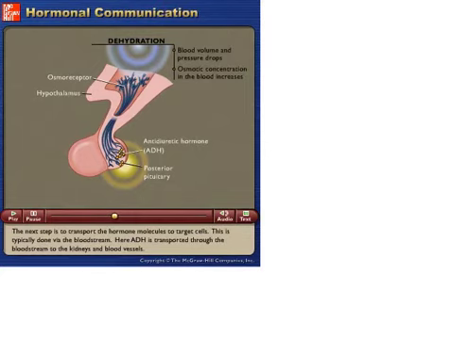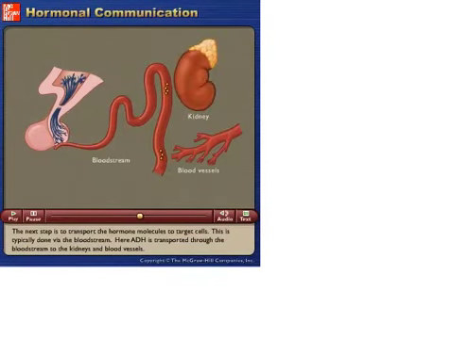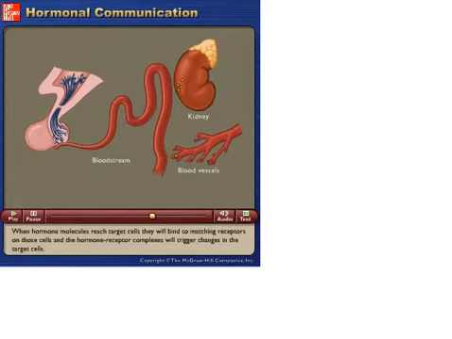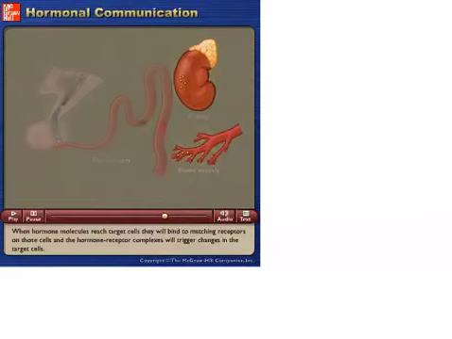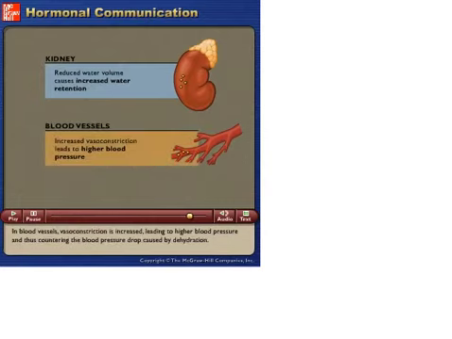The next step is to transport the hormone molecules to target cells. This is typically done via the bloodstream. Here, ADH is transported through the bloodstream to the kidneys and blood vessels. When hormone molecules reach target cells, they bind to matching receptors on those cells, and the hormone-receptor complexes trigger changes in the target cells. This causes the kidneys to reduce the urine volume output, thereby increasing water retention and countering dehydration. In blood vessels, vasoconstriction is increased, leading to higher blood pressure and thus countering the blood pressure drop caused by dehydration.